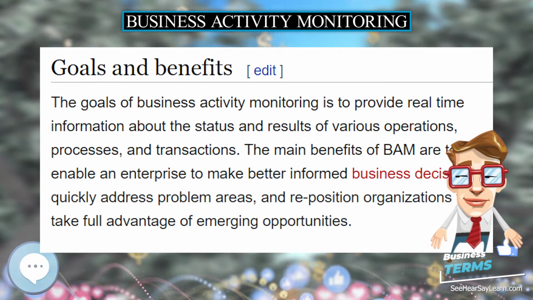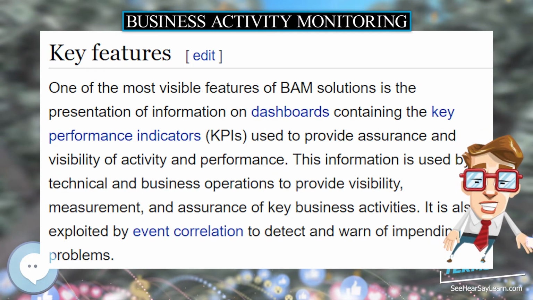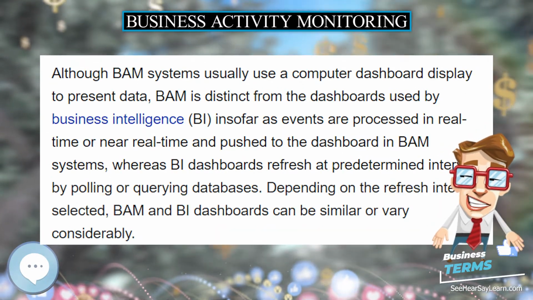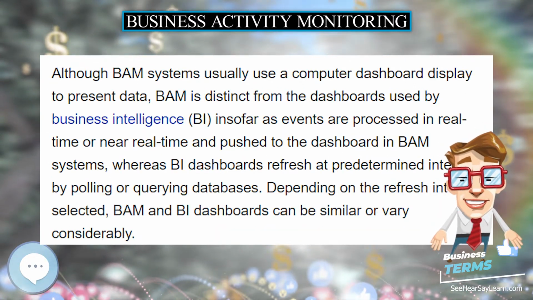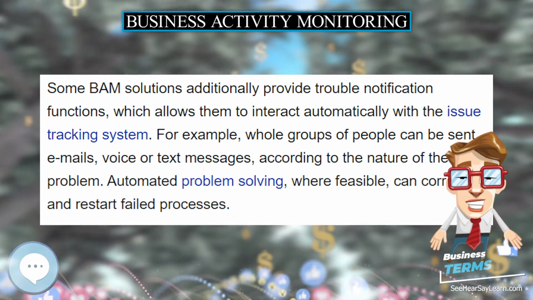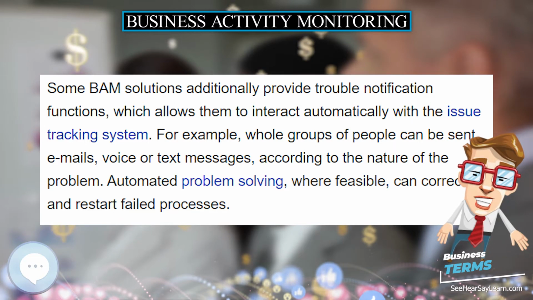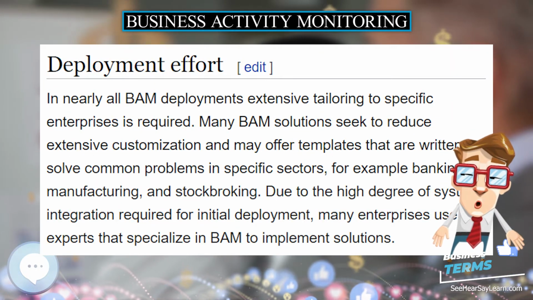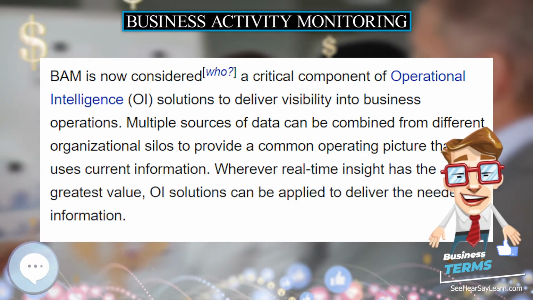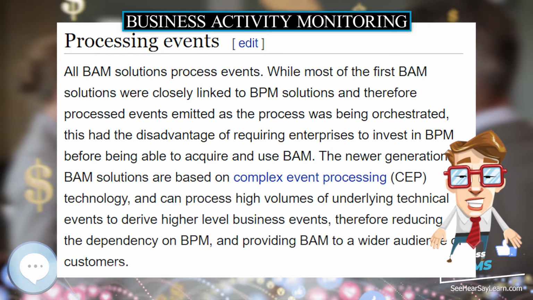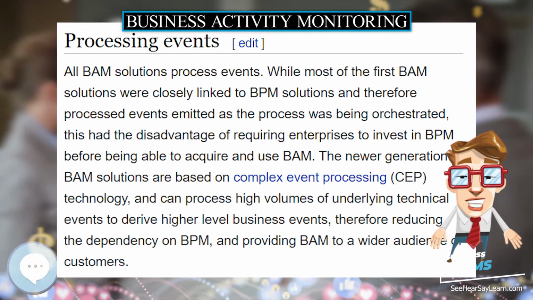Key features. One of the most visible features of BAM solutions is the presentation of information on dashboards containing the key performance indicators, KPIs, used to provide assurance and visibility of activity and performance. This information is used by technical and business operations to provide visibility, measurement, and assurance of key business activities. It is also exploited by event correlation to detect and warn of impending problems.